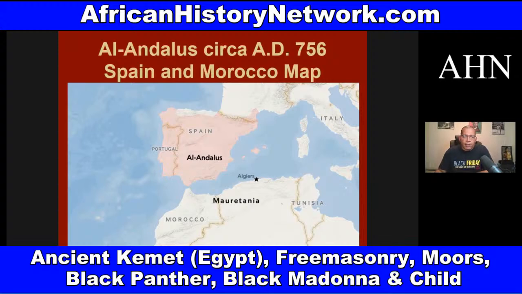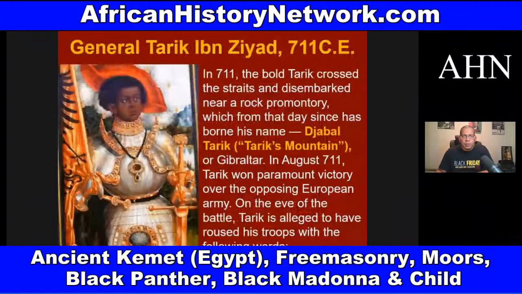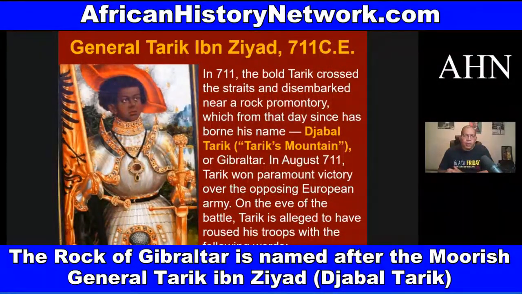And we know that in 711, General Tariq ibn Ziyad, where he lands, they call that Jebel Tariq, or Tariq's Mountain, and we call it Gibraltar. Gibraltar, or the Rock of Gibraltar. Gibraltar comes from Jebel Tariq, Tariq's Mountain. In 711 AD, Tariq crossed the straits and disembarked near a rock promontory, which from that day since has borne the name Jebel Tariq. Tariq won a paramount victory over the opposing European army.